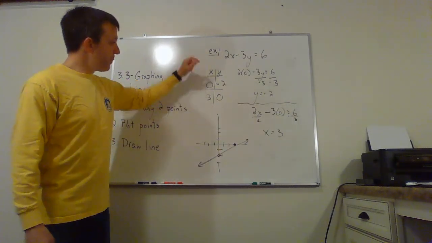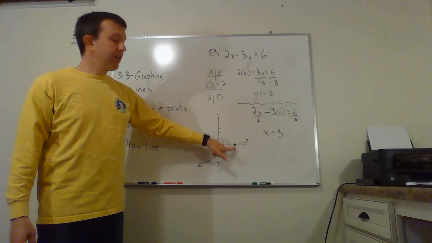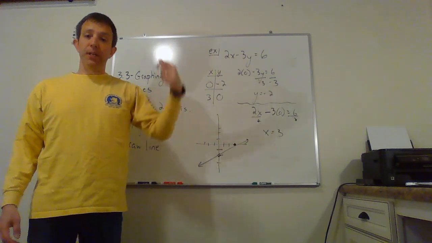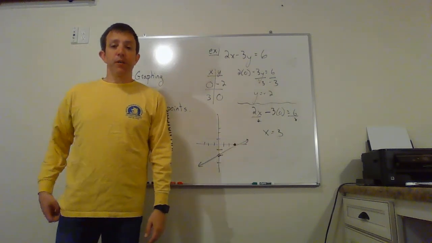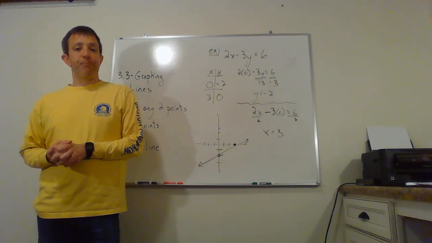Once I have my 2 ordered pairs, I go ahead and graph them. So 0, negative 2 is down here. 3, 0 is right over here on the x-axis. And I draw my line. And there we go. We're going to look at a few more examples, a couple of other things to look at, and then we'll be done.